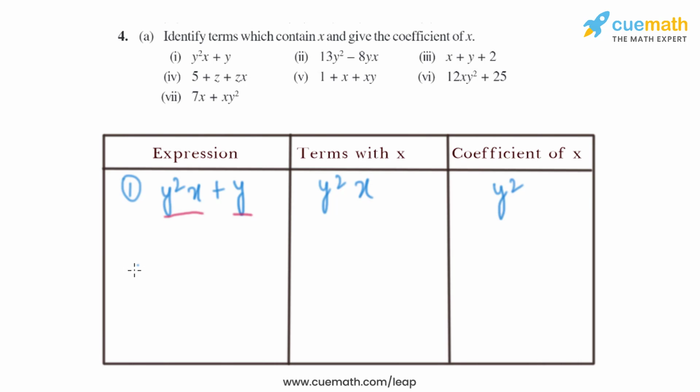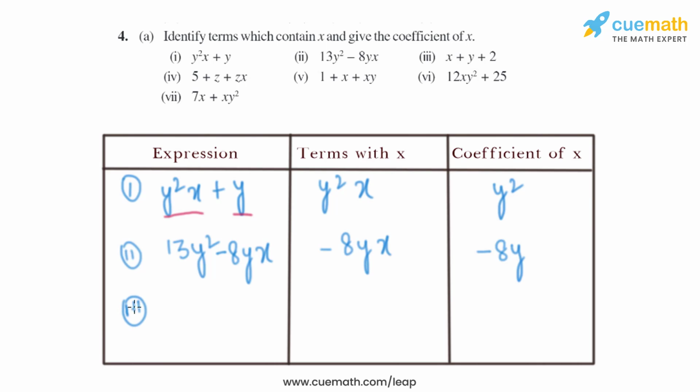Now in the second part, the expression that is given is 13 y square minus 8yx. So the term with x is minus 8yx, and the coefficient of x will be minus 8y, as we are multiplying minus 8y with x. Now let's move on to the third part.